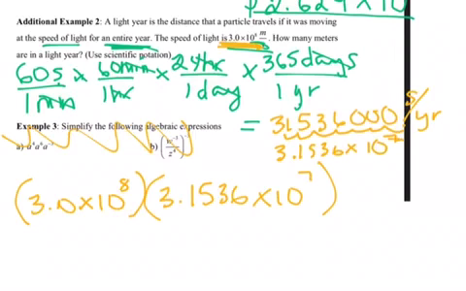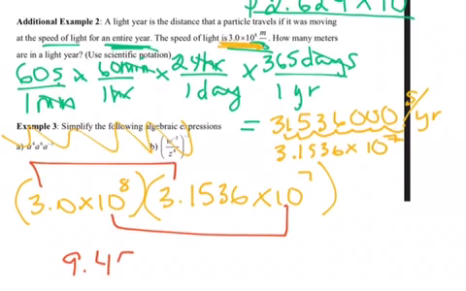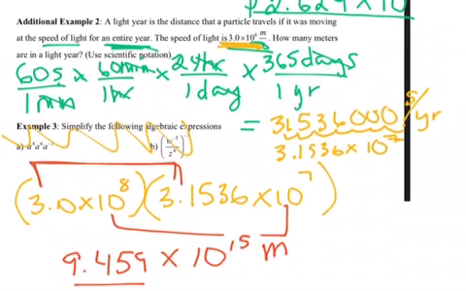And just like the above, I'm going to multiply the like pieces. So the 10 to the 8th and 10 to the 7th, and the 3.0 and the 3.1536. So when I multiply the two pieces together, I get 9.459 for this piece, times, and then I add the exponents, 10 to the 15th. Now this number is satisfactory, so I don't actually have to move any decimal places like I did before. So this would be meters and how far it's traveling.